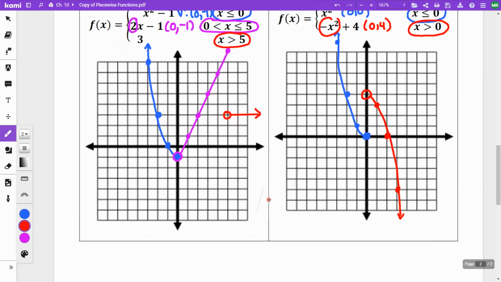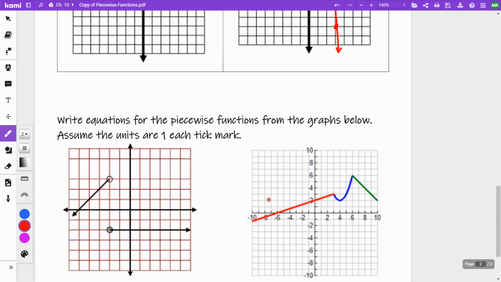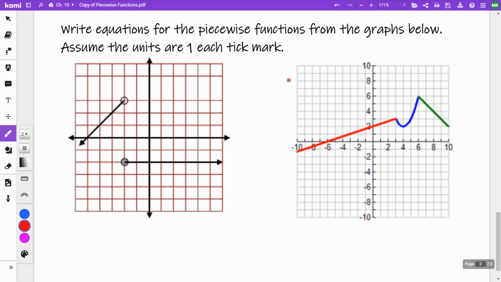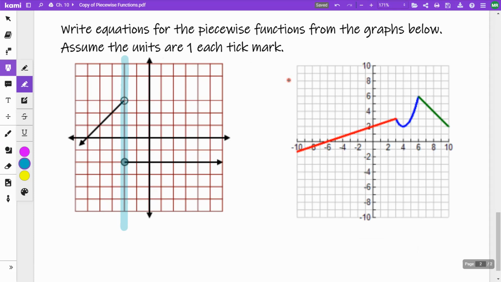Okay. Now, on these 2, this time we're going the other way. They're giving us the graphs, and we're going to be writing out what the equations would be. So for this, let me just kind of show that this is kind of where we have the split. And that is where my x is -2. Okay. So I've got this graph here. And then I have this graph here.